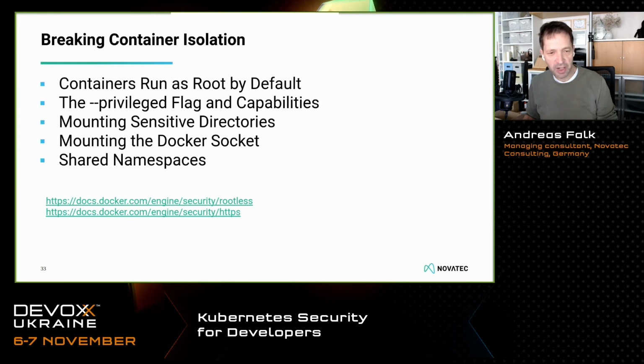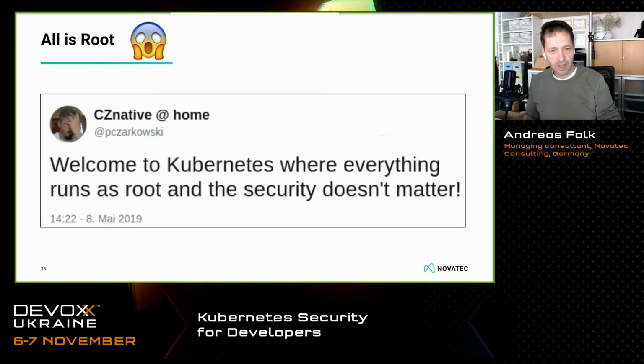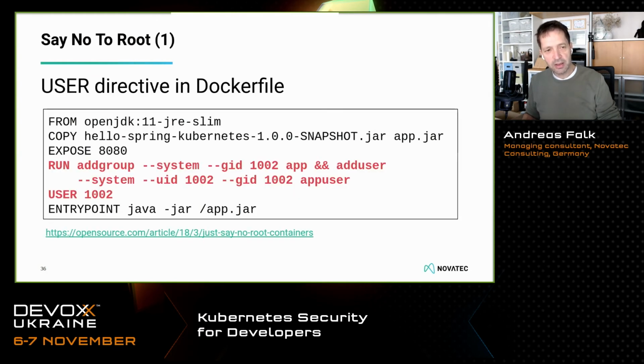Also, shared namespaces would be an attack surface, like here, for example. So you can just mount some host root file system, and then you can also access all the host file systems. Then running as root is also an anti-pattern you should not use. I will show how to make it better.